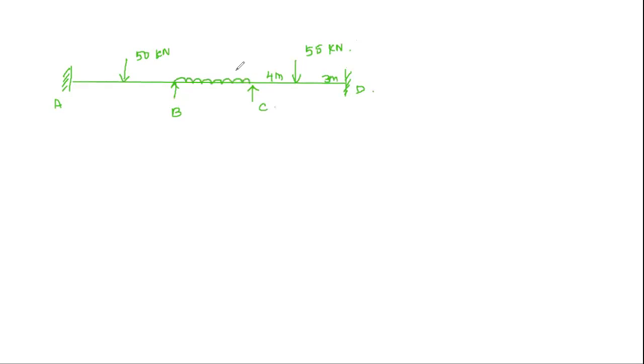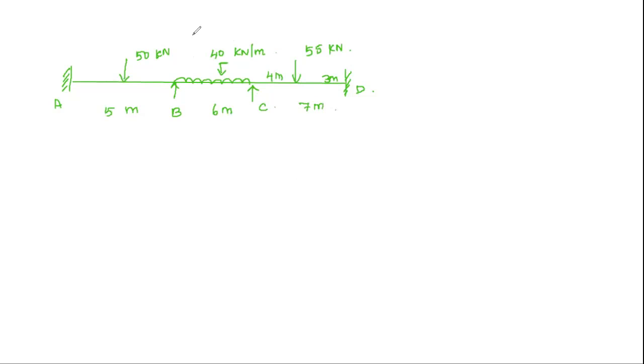Span BC is subjected to a UDL of 40 kilonewton per meter. The span of AB is 5 meter, span of BC is 6 meter, and span of CD is 7 meter. Find the distribution factor for the joint C, for the member CB.